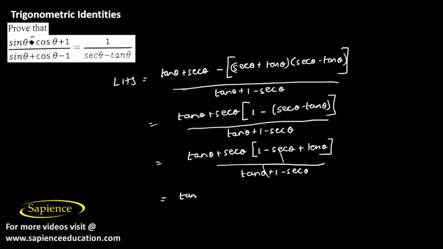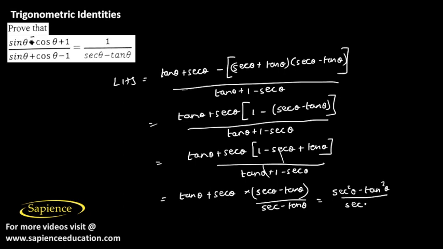The left hand side is equal to tan theta minus secant theta, plus secant theta, and if we multiply this term and divide it with secant theta minus tan theta, also dividing with secant minus tan theta, the numerator will become secant square theta minus tan square theta, and denominator is secant theta minus tan theta. Secant square theta minus tan square is 1, so this is equal to 1 by (secant theta minus tan theta), which is our right hand side.